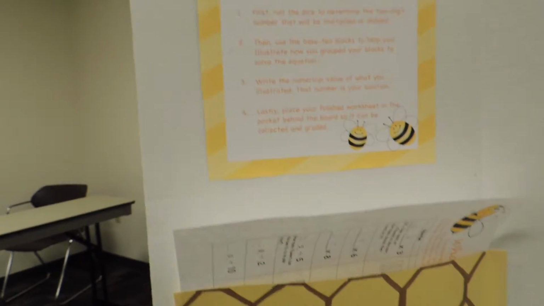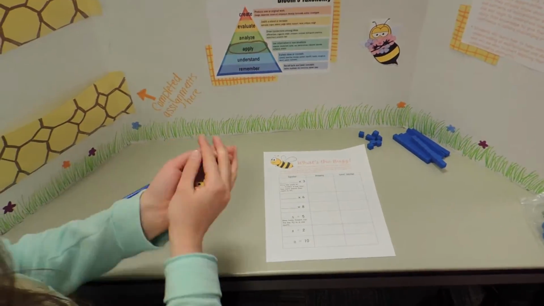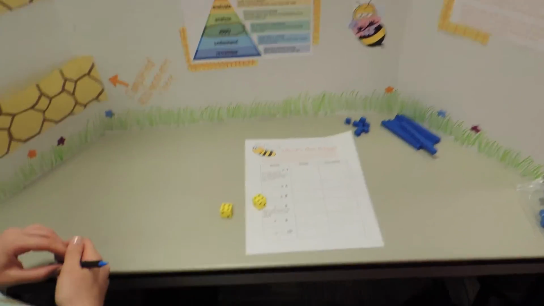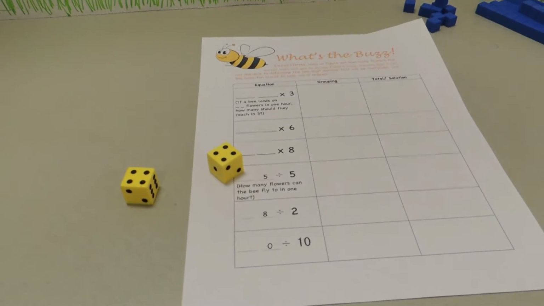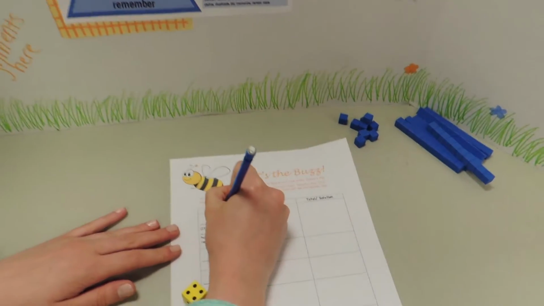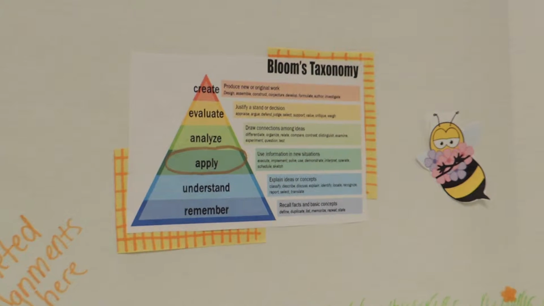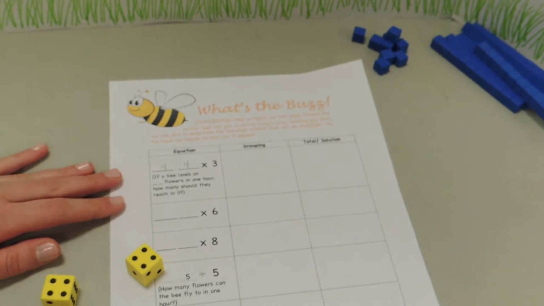Once students have read the directions, they will take their worksheet out of the first Busy Bee pocket. Students will roll their 2 dice to determine the 2-digit number on the sheet. This number represents the amount of flowers a bee has been to in 1 hour. This is where the application level of Bloom comes into play, because we will be using previously learned information in a new situation.